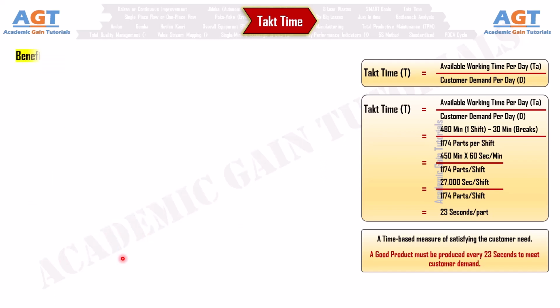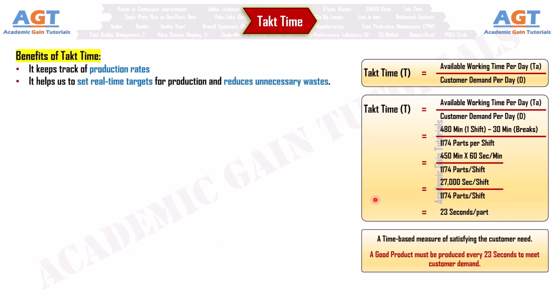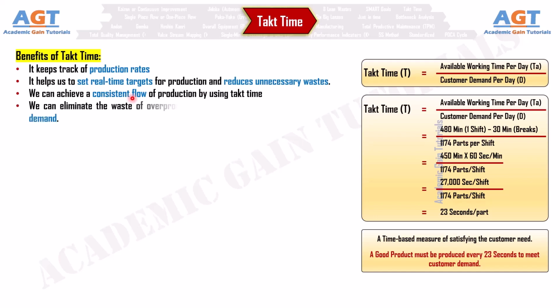Benefits. It keeps track of production rates. It helps us to set real-time targets for production and reduces unnecessary wastes. We can achieve a consistent flow of production by using Takt Time. We can eliminate the waste of overproduction by producing to meet actual customer demand.